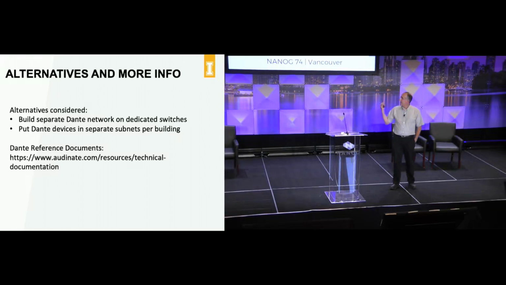And also, we could have made Dante subnets, one subnet per building, just kept it a layer 3 segmentation. The downside with that is then you want to do inter-building audio. Hey, here's some really expensive software you can buy that'll make that happen between subnets. Again, we wanted to go for the lower cost option and just keep it one flat VLAN around campus.